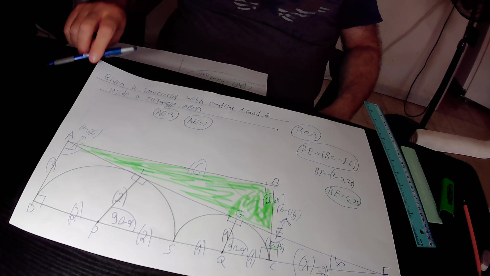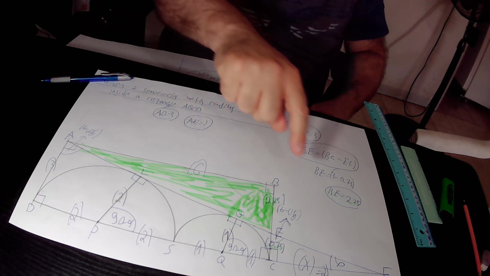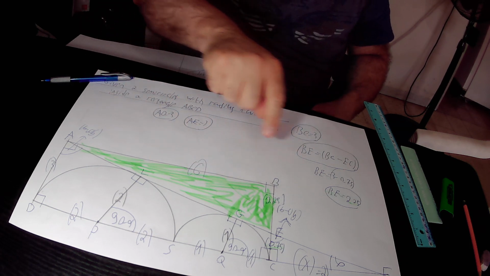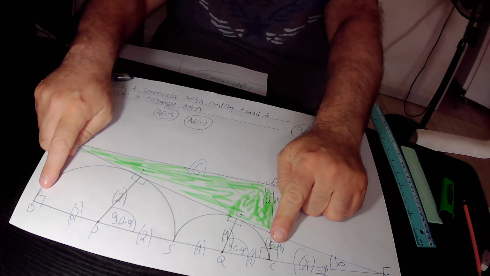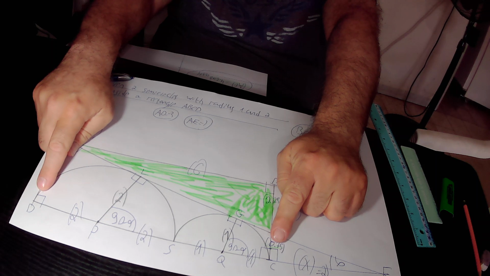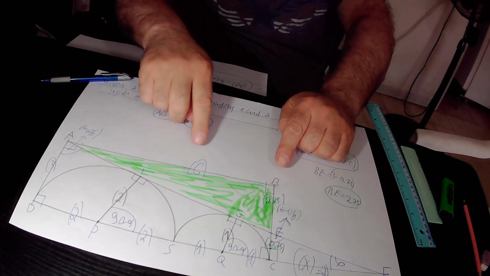Now we use again the same rule that the opposite sides of a rectangle are equal to each other. So in rectangle ABCD, side AB must be equal to the opposite side DC. But DC equals 2 plus 2, that is 4, plus 1 plus 1, that is in total 6. Therefore the opposite side AB must also be equal to 6.